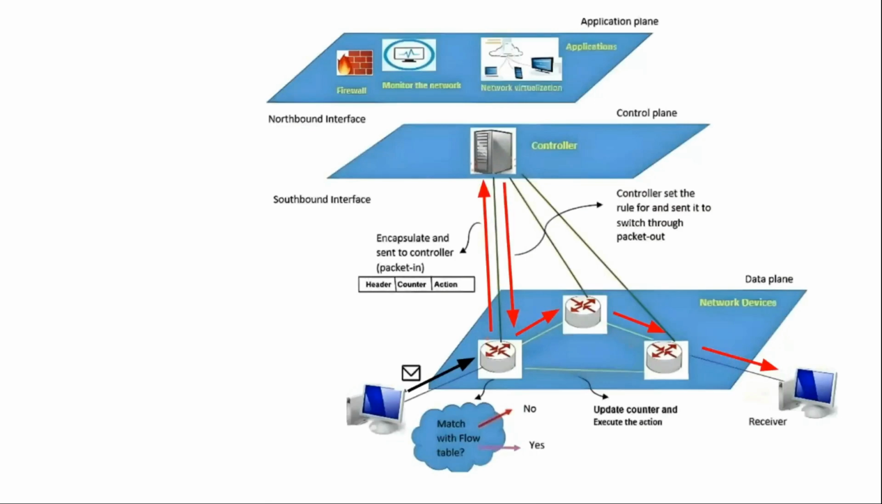Now the second case is when there is a match with the flow table. The sender sends data to the switch. The switch checks with the flow table. It identifies the flow rule. It forwards the packet directly to the next switch, and from there it goes to the receiver. So this is how SDN works.